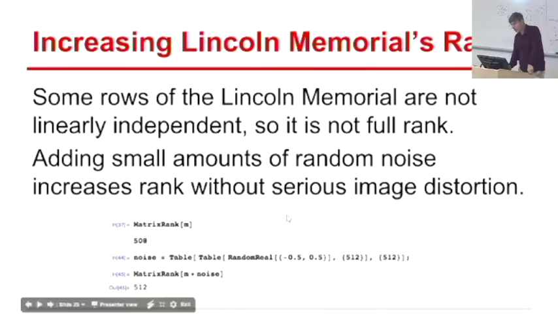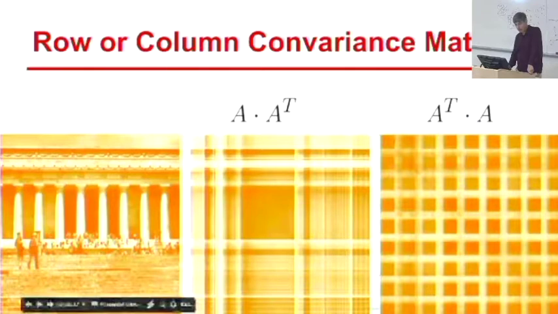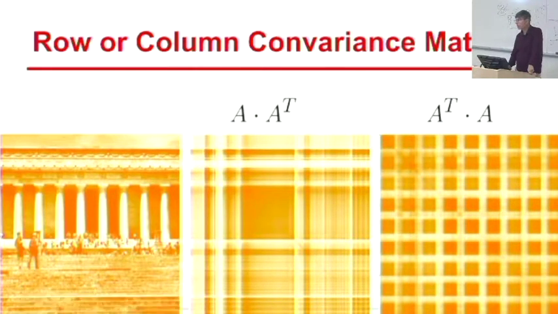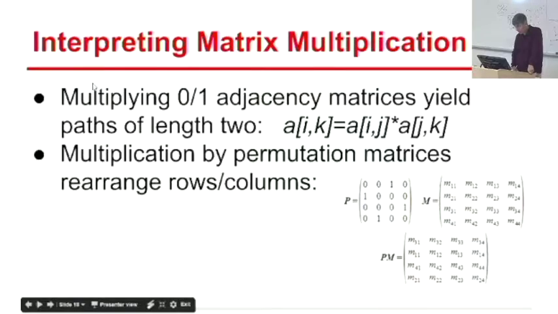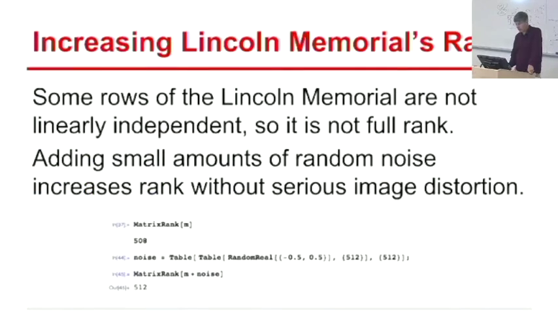So for example, remember back to the Lincoln Memorial picture. Are each of the rows here linearly independent of each other? Looking at it, I can't tell. But I can tell you that when you compute the rank using a routine, there were in fact only 508 different rows. The rank was 508 instead of 512. How can you take a matrix and increase its rank?